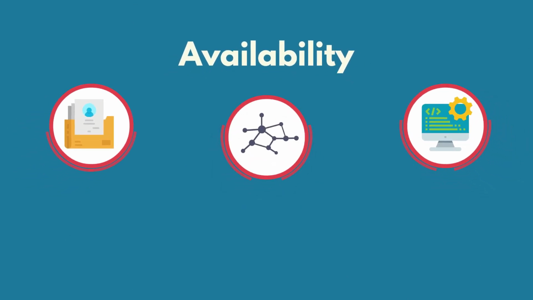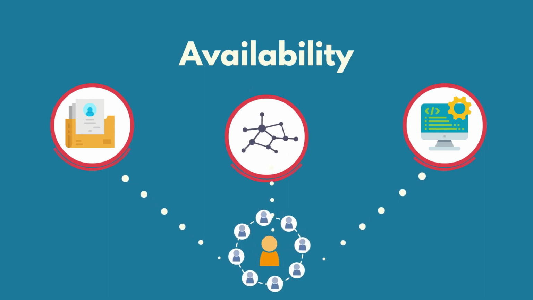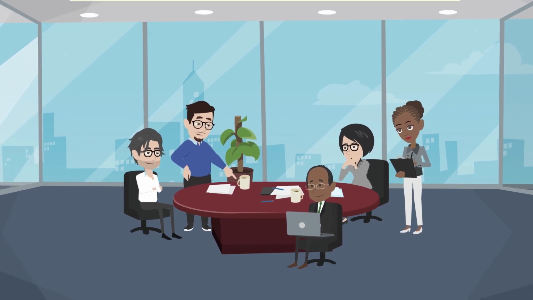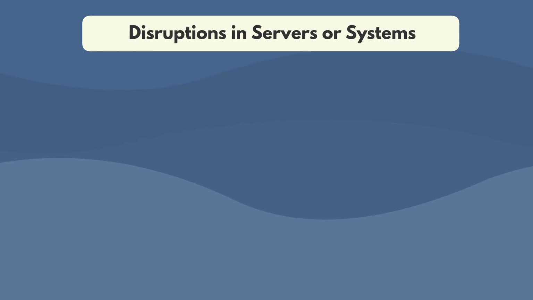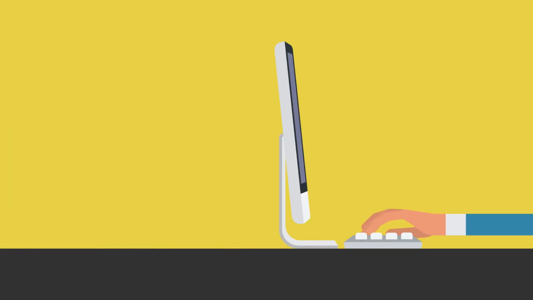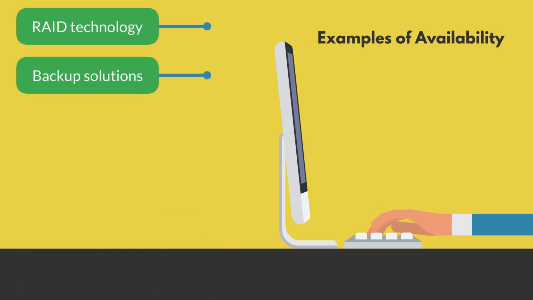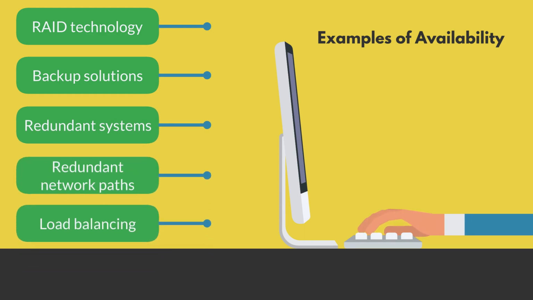Availability, as the name implies, ensures that data, systems, and network paths are accessible and operational to authorized individuals when needed. Availability is a key part of any business since money is always on the mind of a CEO. Disruptions in servers or systems can lead to a financial loss. A couple examples of availability include RAID technology, backup solutions, redundant systems, redundant network paths, and load balancing.